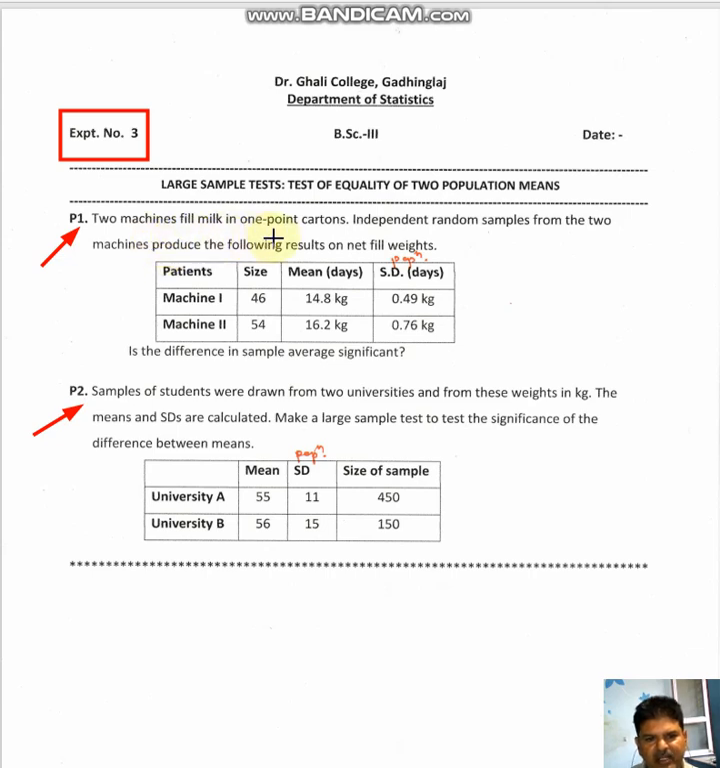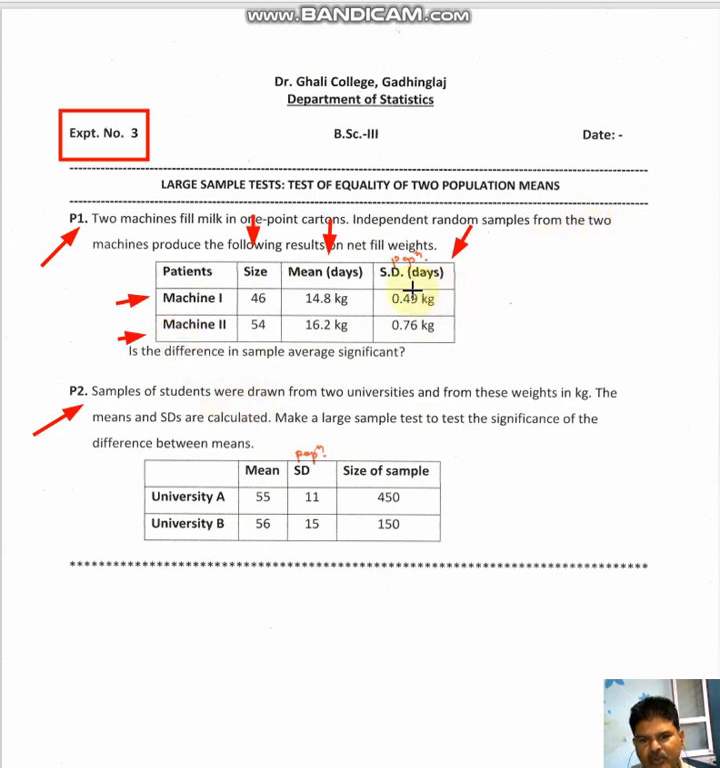Two machines fill milk in 1 point capture cartons. Independent random samples from the two machines produce the following results on net fill weights. So what is given? Given is machine 1 and machine 2, and also the size of the machine, the mean, and the standard deviation are known. Machine 1 size is 46, mean is 14.8, and standard deviation is 0.49. For machine 2, the size is 54, mean is 16.2, and standard deviation is 0.76.